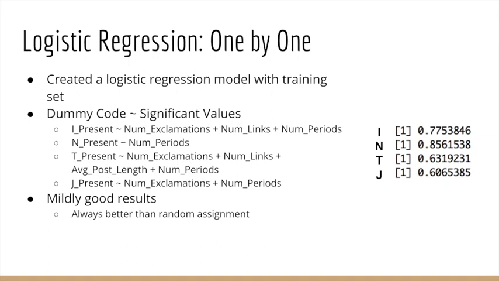So I created logistic regression for each of the variables. The dummy codes that I created were whether or not I was present, N was present, T was present, J was present. Since it's an either or situation, I thought that this made sense.